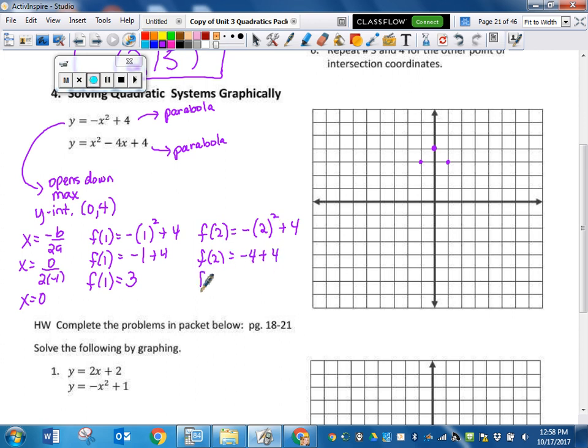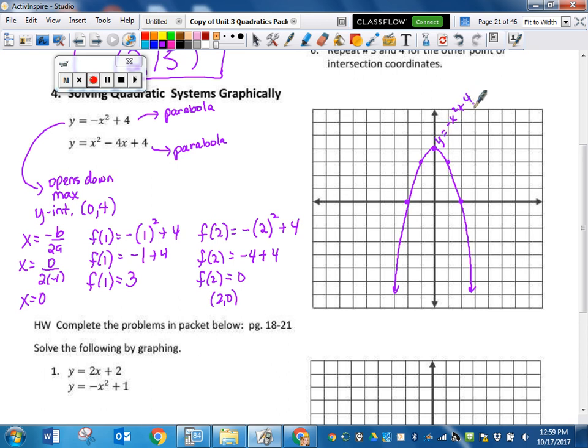Oh, there's my 0 I was looking for. So (2, 0) is one of my x-intercepts. I go to (2, 0) and plot it. Symmetry says (negative 2, 0) is going to be another one. That's beautiful. Might not be perfect. We'll see if we have to extend. Okay, so now label: we got y equals negative x squared plus 4.